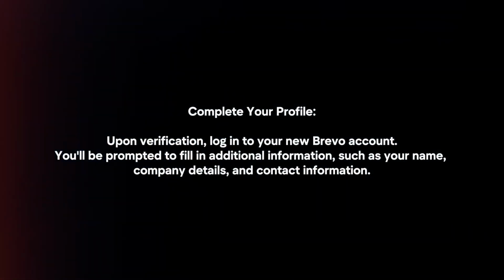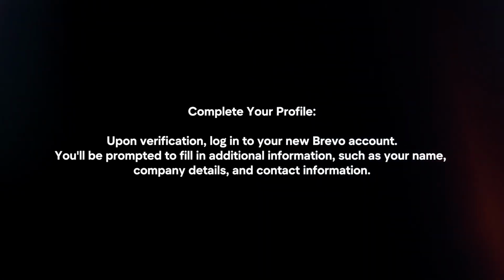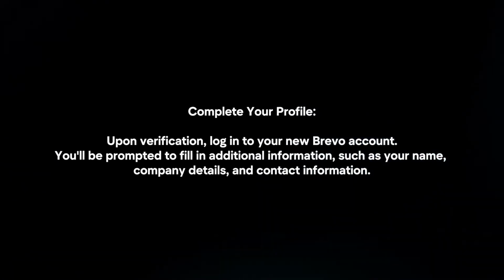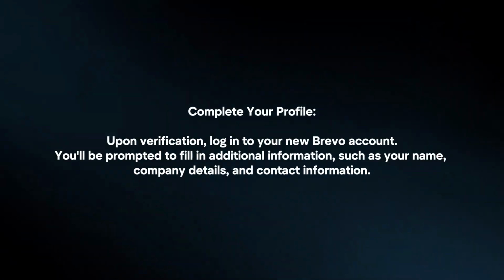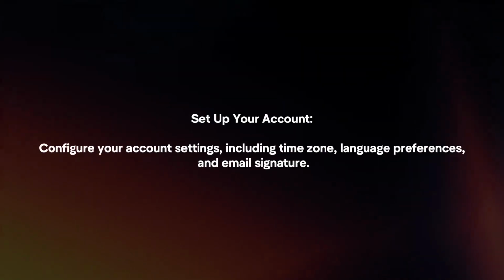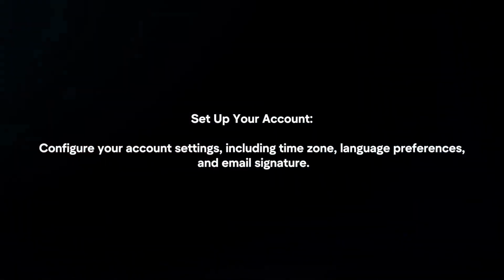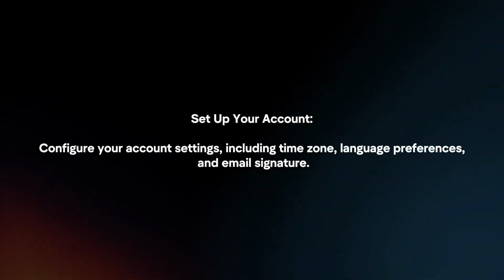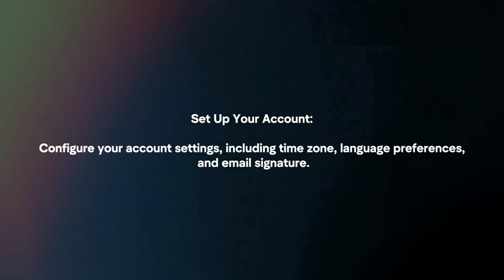Complete your profile. Upon verification, log into your new Brevo account. You'll be prompted to fill in additional information, such as your name, company details, and contact information. Set up your account. Configure your account settings, including time zone, language preferences, and email signature.